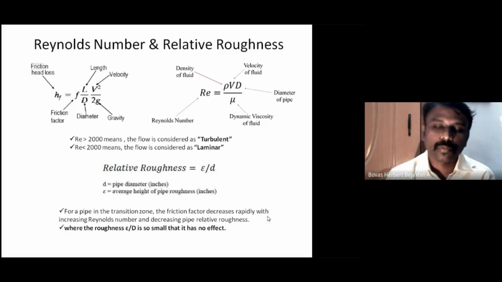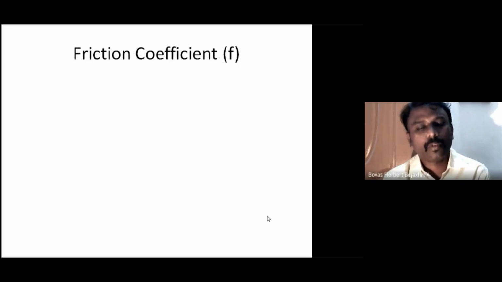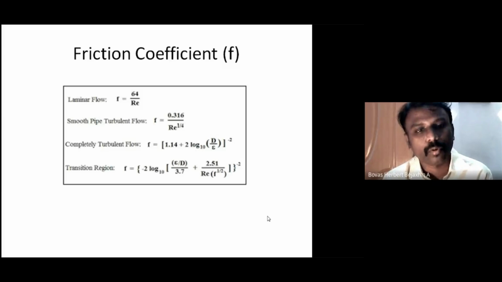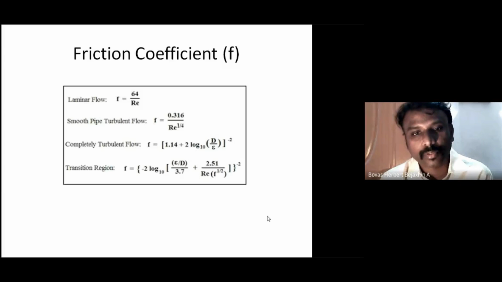If the Reynolds number is below 2000, the flow will be considered laminar. If it is more than 2000, the flow will be considered turbulent. So the relative roughness and Reynolds number play a major role. Based on the values of roughness and Reynolds number, the friction coefficient will be decided. The friction coefficient or friction factor is calculated by formulas for different flows: laminar flow, turbulent flow, and the transition zone.